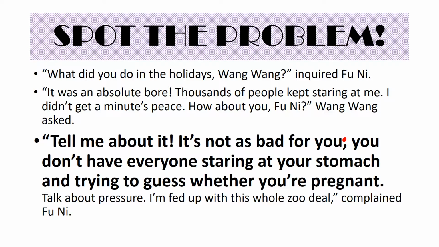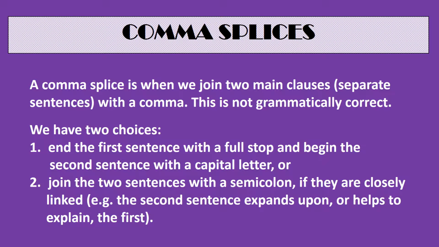So let me summarize then. The problem is, of course, a comma splice. Actually, I think common splice would be an appropriate name for it. We see it so often in people's writing. So what are our choices? In this case, we have two choices. Firstly, we can end the first sentence with a full stop and start the second with a capital. Or we could join the two sentences with a semicolon, but only if they're closely linked.